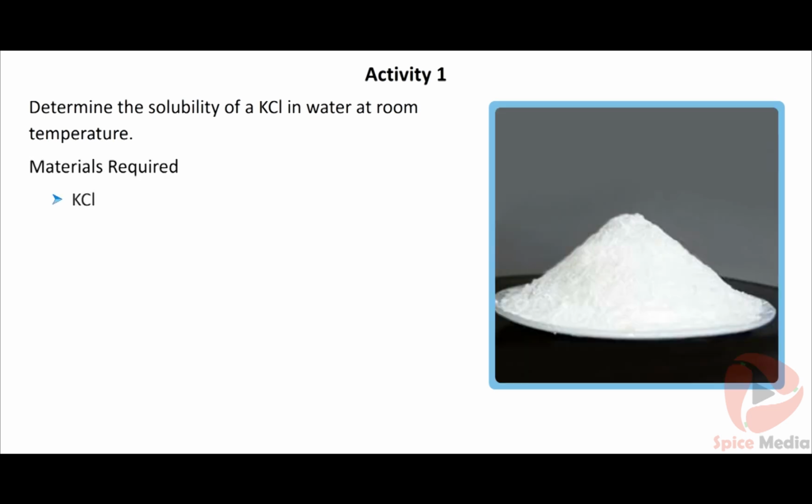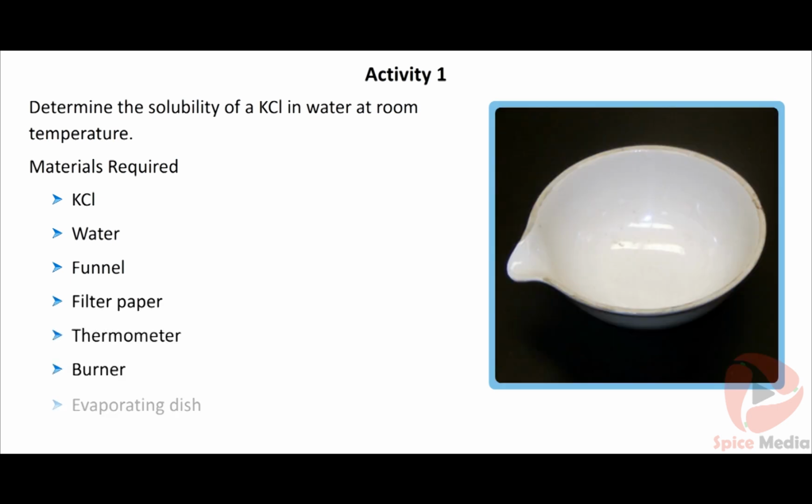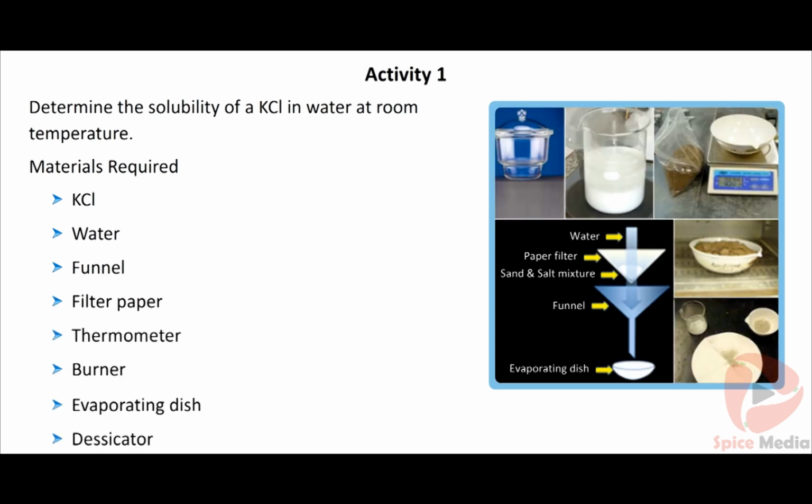Materials required: KCl, water, funnel, filter paper, thermometer, burner, evaporating dish, and desiccator. Procedure: prepare standard solution of KCl in about 30 ml of water at room temperature. Take a small amount of KCl and add to 30 ml of water in a beaker. Dissolve it. Add more KCl, ensuring that solution is saturated and some KCl is left undissolved. Take a dish and weigh it. Filter the solution into the dish to remove solid KCl using a funnel.